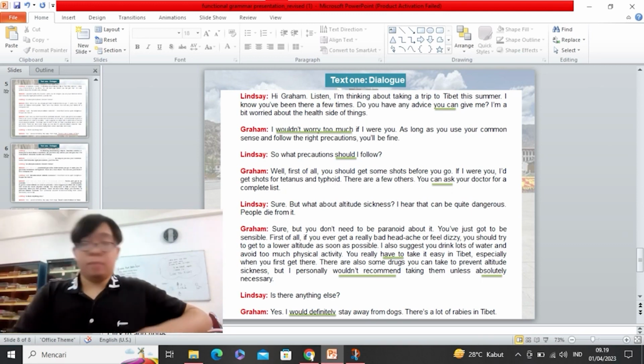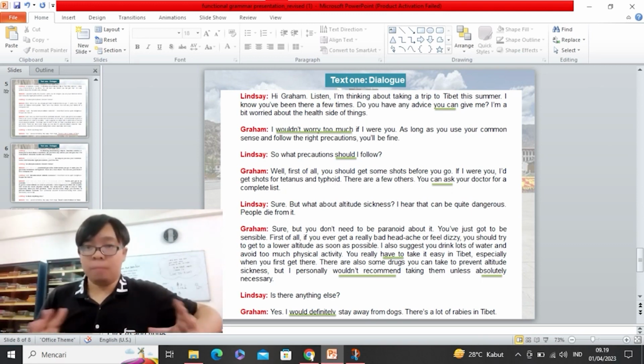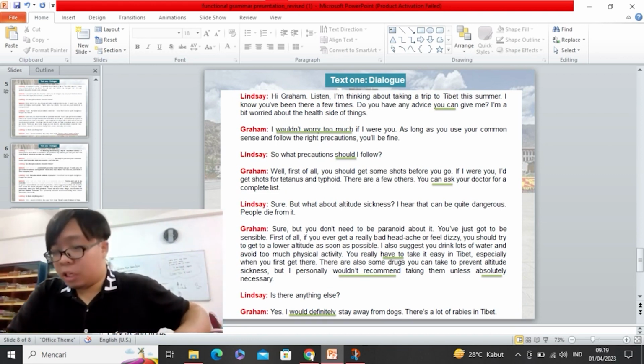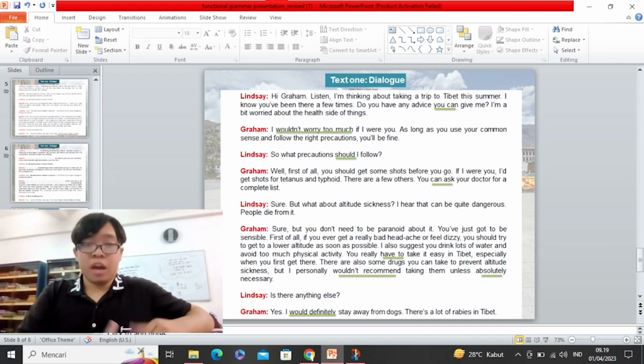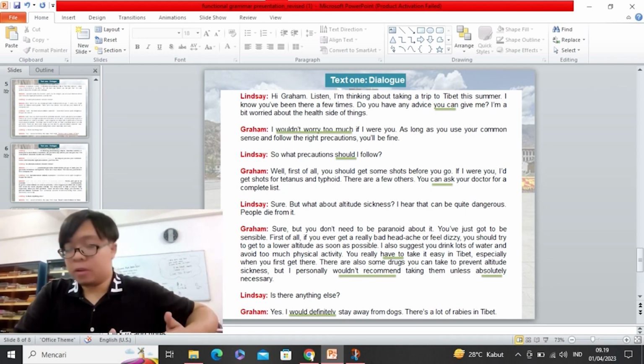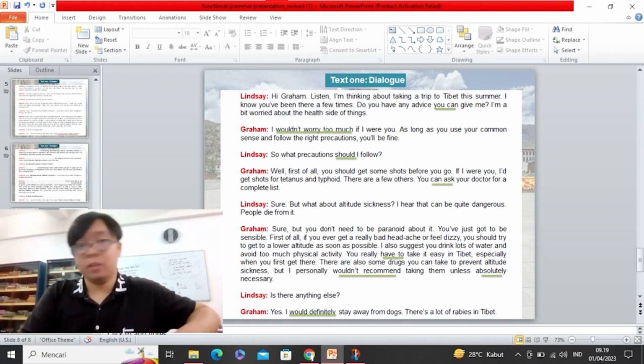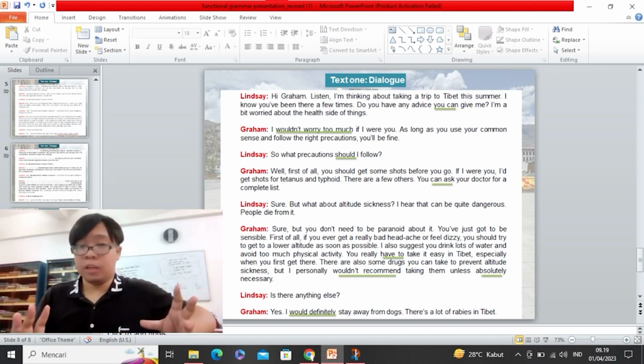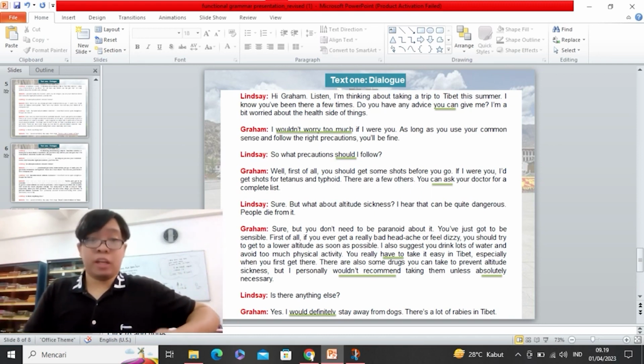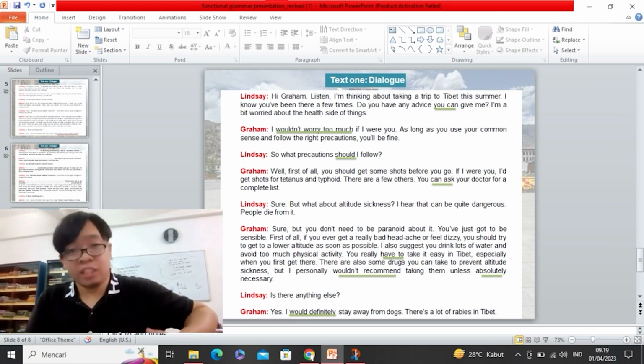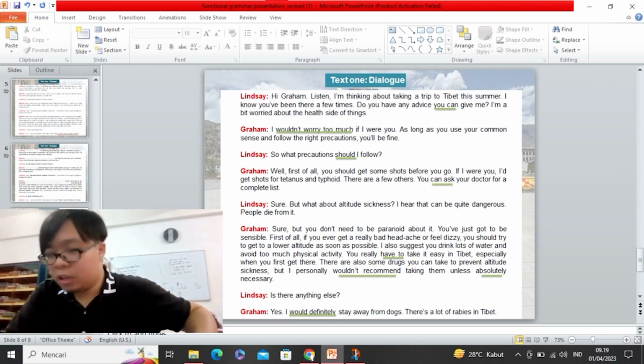Now, an argument could be made that these two have a much more formal relationship, considering how one of them is a more experienced person while the other is, let's call him a newbie when it comes to the matter of visiting Tibet. What you should prepare beforehand, what you should do in Tibet, and the things that you should expect when you are visiting Tibet, and all of that good stuff.